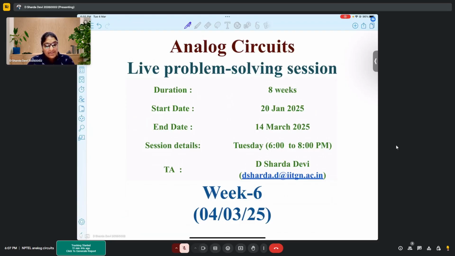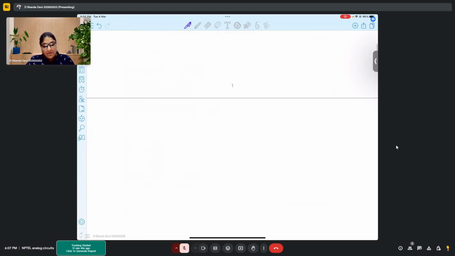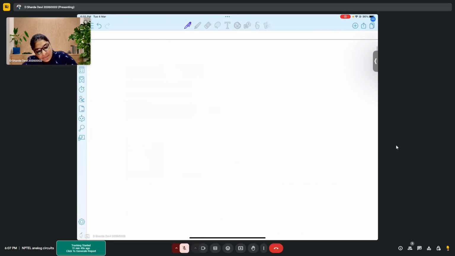So, in today's session, we'll be discussing filters. Until now, we have seen amplifiers. Filters are another one of the most important circuits in the analog circuits domain.